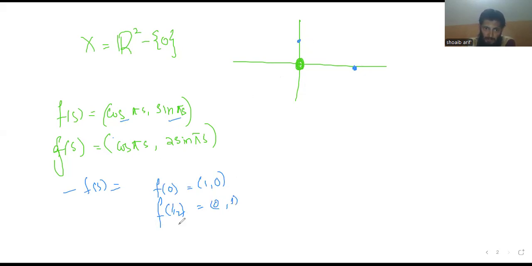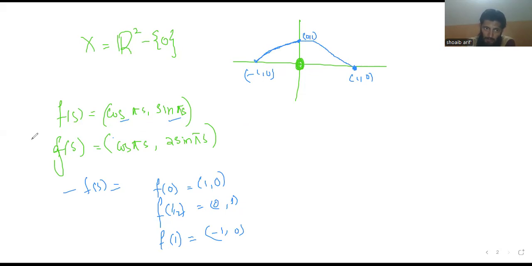If we substitute 1 in the place of s, we will get f of 1 equal to cos pi, which is minus 1, and sin pi, which is 0. So we get the point minus 1 comma 0 at s equal to 1. This is 1 comma 0 at s equal to 0, and this point 0 comma 1 at s equal to half. So we will draw the path, this type of path.